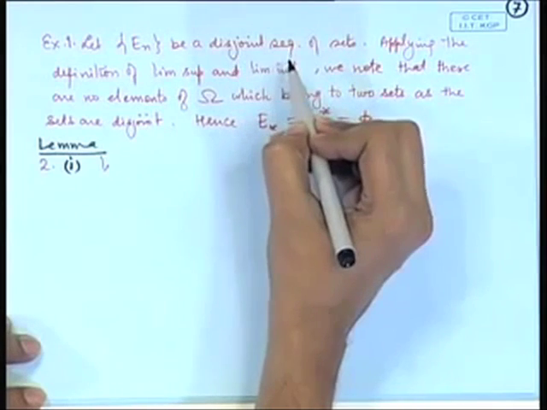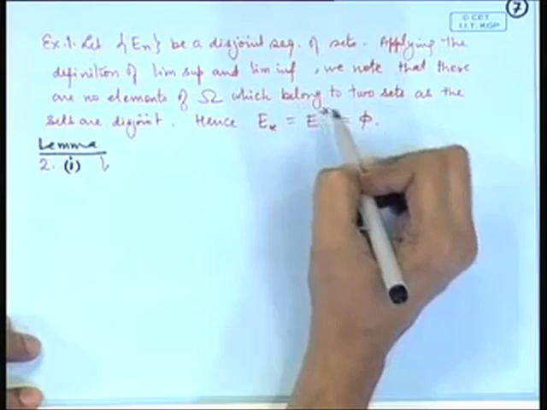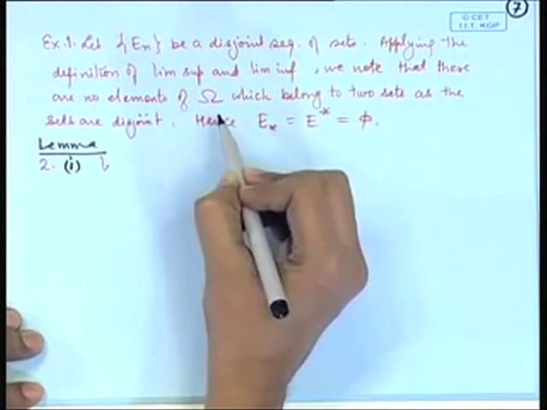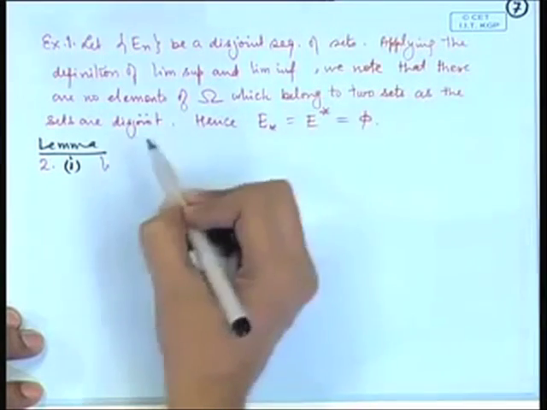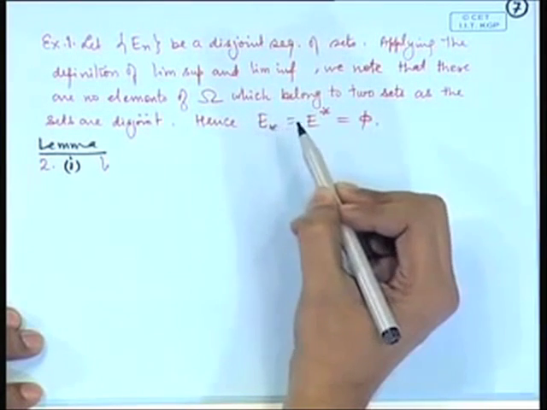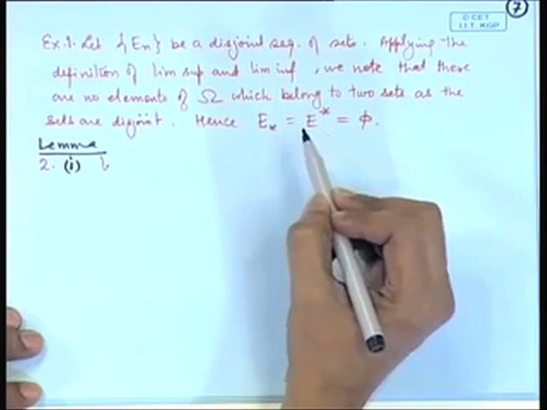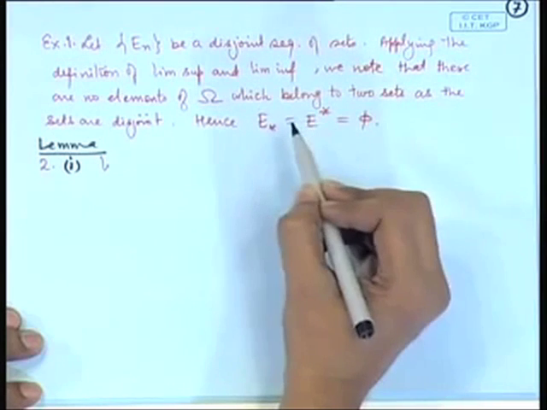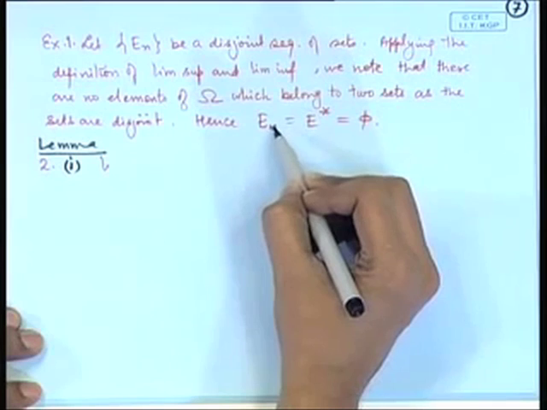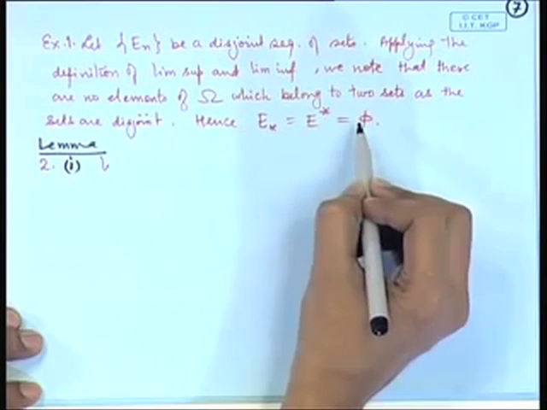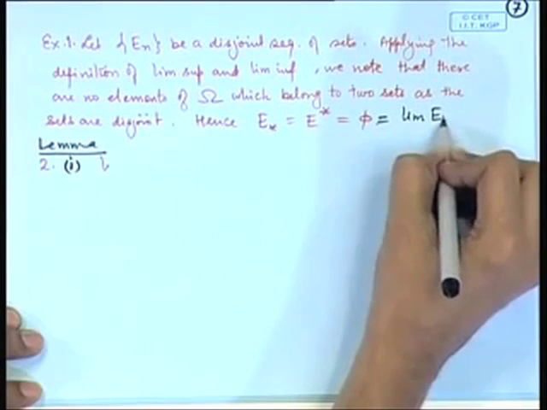Let us consider a disjoint sequence of sets. If we apply the definition of limit superior and limit inferior, then we note that there are no elements of omega which belong to two sets, because the sets are disjoint. Therefore, no point in the set omega can satisfy the property of belonging to either infinitely many En or all but finitely many En. Therefore, limit inferior as well as limit superior both are the empty set, and it is equal to the limit of the sequence of the sets.